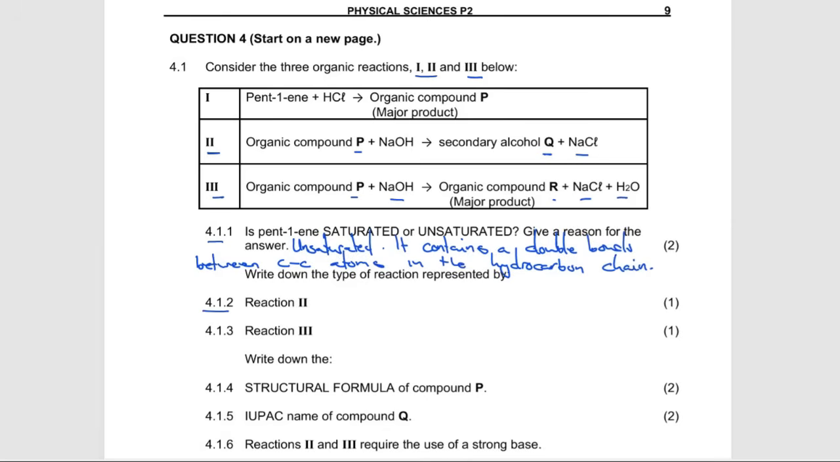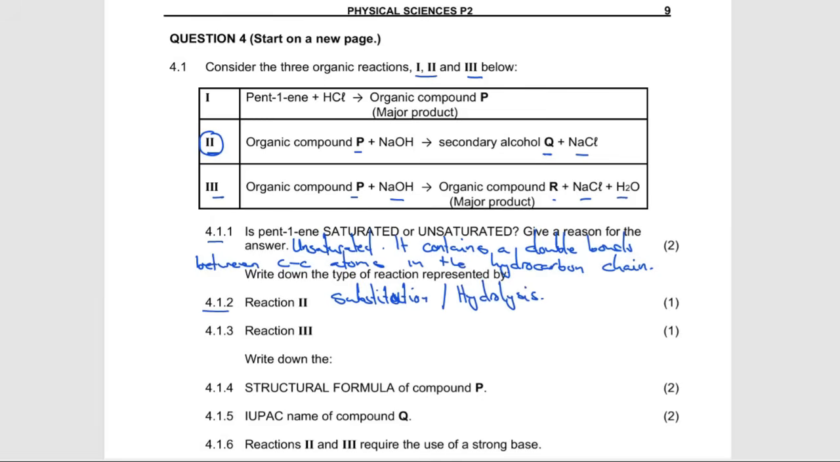Then 4.1.2 says write down the type of reaction represented by reaction 2. The type of reaction represented there is going to be substitution, right? We can be specific if we want to be, but if it's not specific, the type of reaction is substitution. Or if you want to be specific, we can refer to this one as hydrolysis.